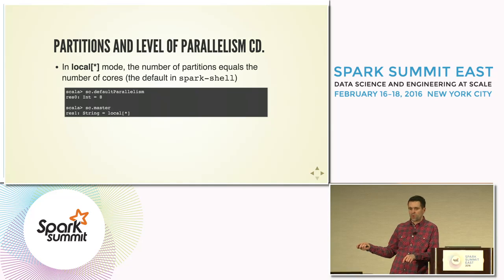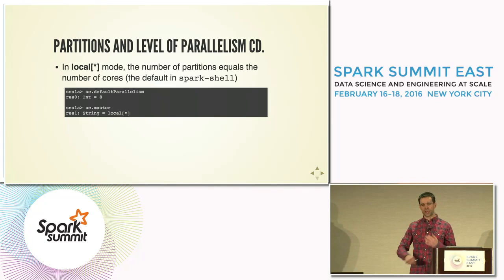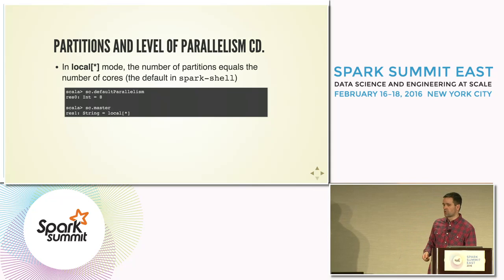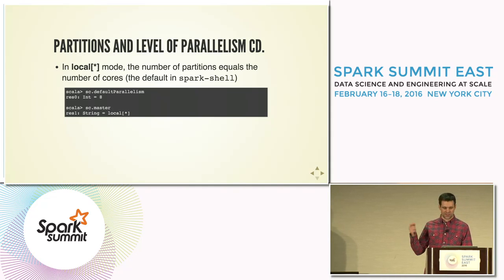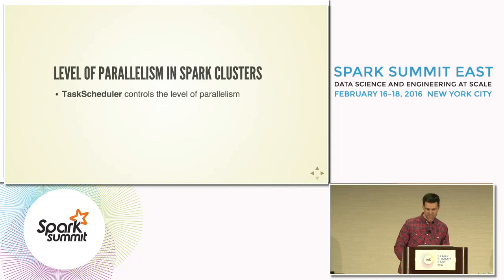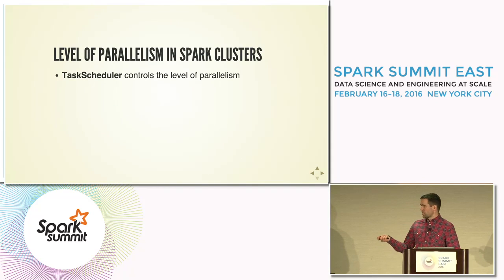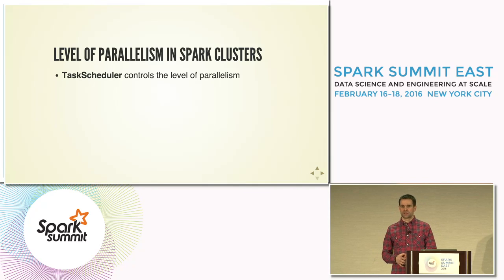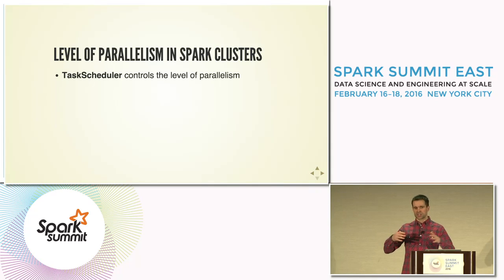So can you guess why it's 8? Because that is the number of cores I have on my laptop. So 8 is the default level of parallelism for my Spark shell in this configuration. I can tweak it, I can change it to whatever I want, but this is just a hint. And I'm using master local star, which I'm going to use for a moment. So the task scheduler controls tasks, and it uses this hint just to distribute the processing.